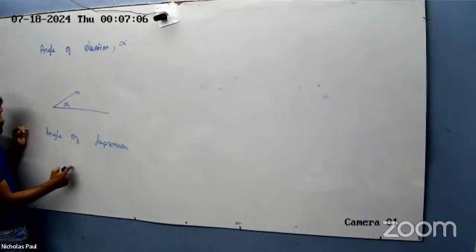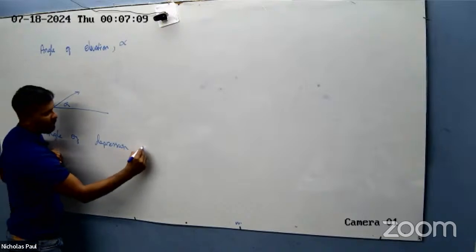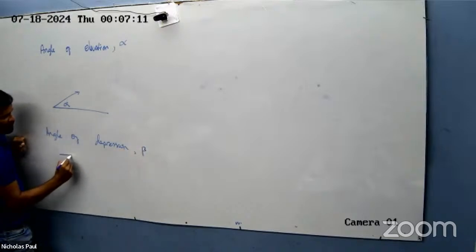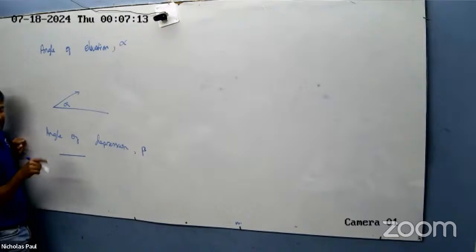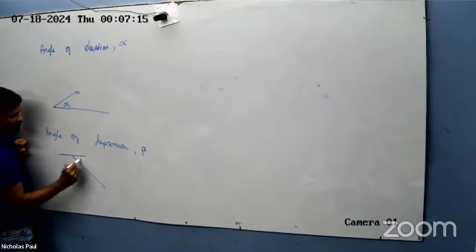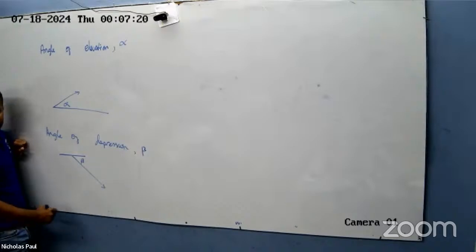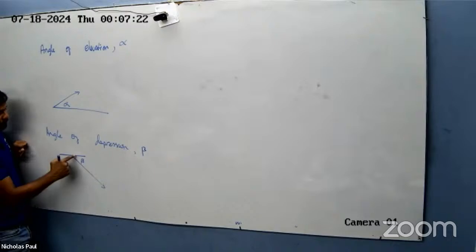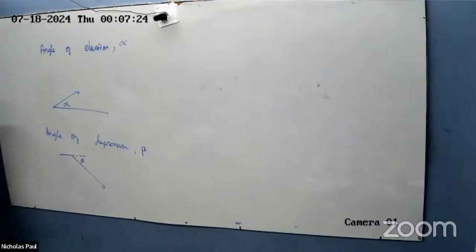Angular depression: this is your horizontal, and it's the angle you look downwards. So this will be your angle of depression. That's okay? That's all you have to understand.